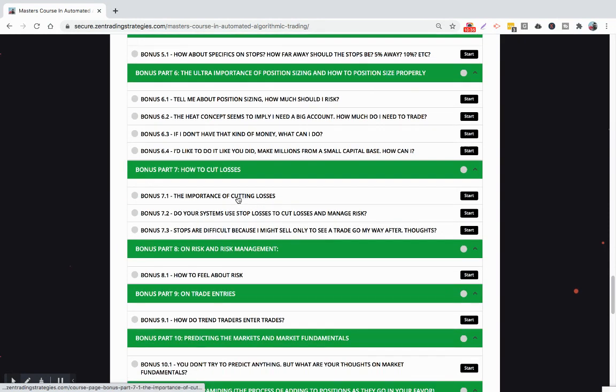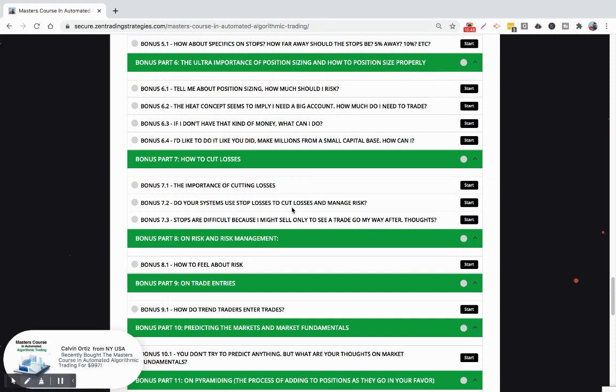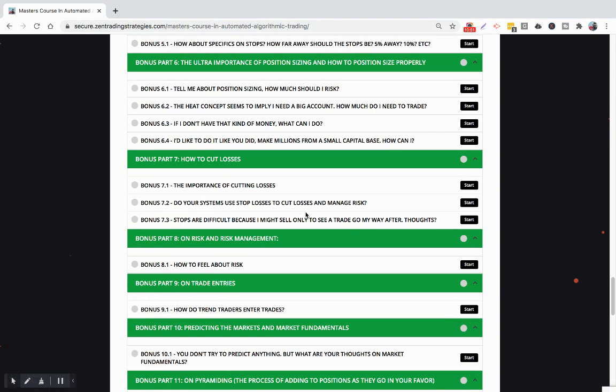You'll learn about cutting losses and the importance of them, about why systems use stop losses to manage risk and cut losses, and why to use stops, because sometimes people feel that using stops may not be good because if they use a stop loss, sometimes the trade gets stopped out and then the trade goes in the direction they wanted it to. So he goes into that.